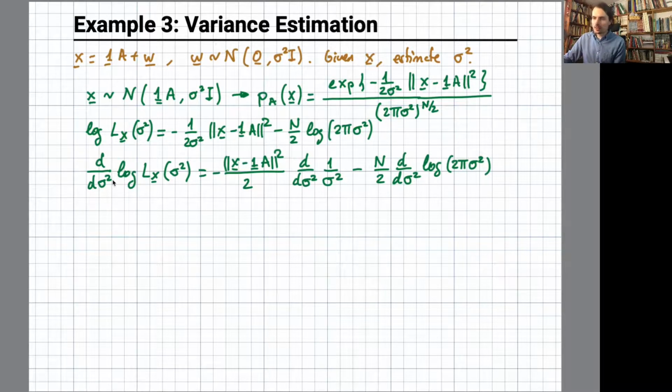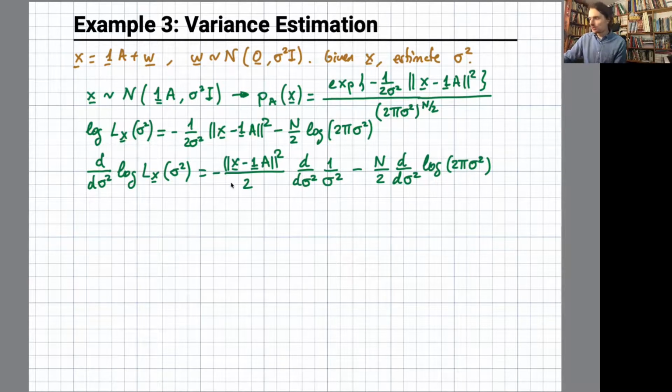To find the ML estimator, we need to compute the derivative of the log likelihood function with respect to sigma square. Okay, and just taking the derivative here yields this expression, where we note that this term and this term need to be differentiated with respect to sigma square, not with respect to sigma. Okay, so this is because the parameter is sigma square. We could have also thought of estimating sigma, but our goal here is to estimate sigma square.